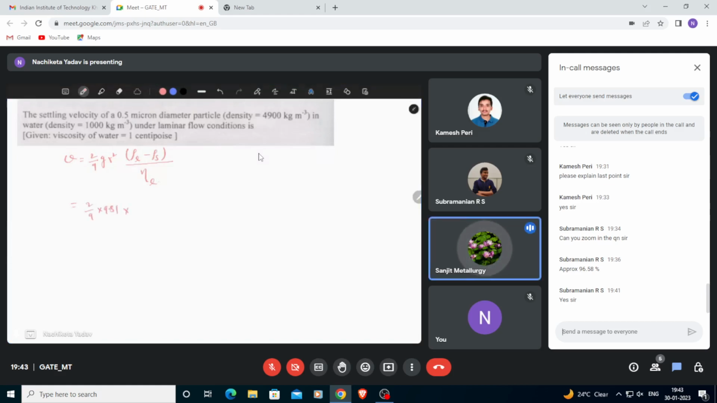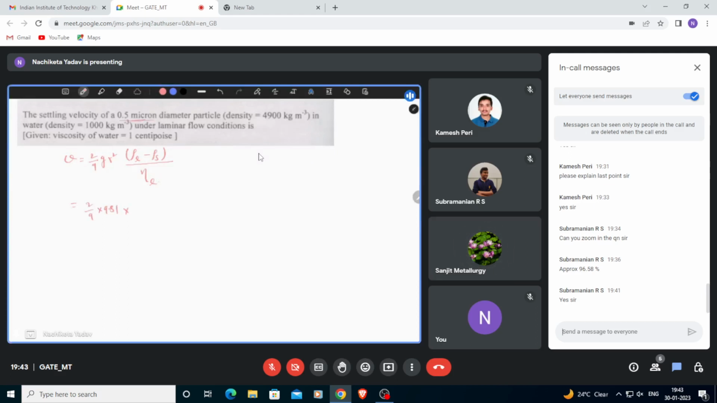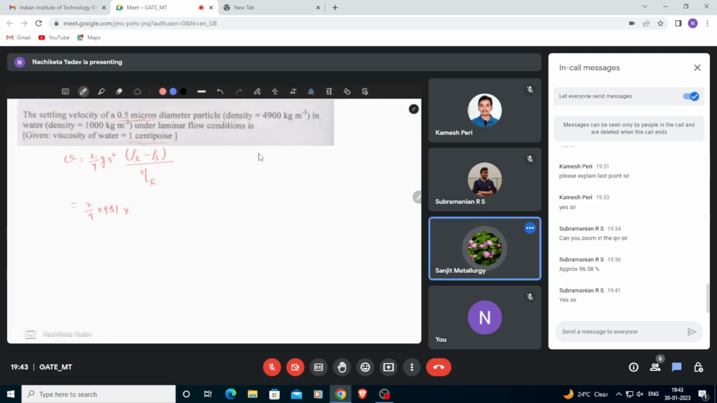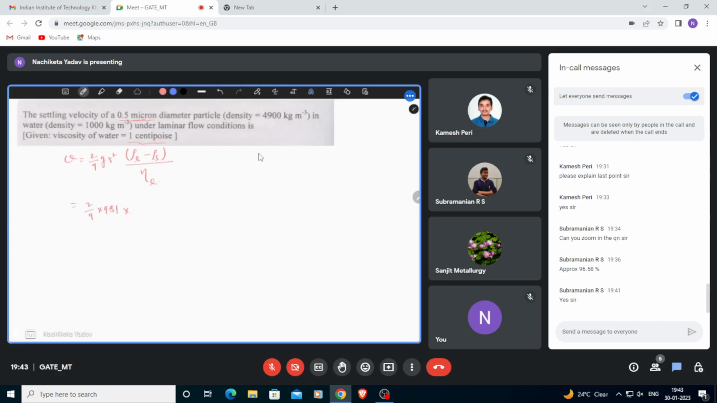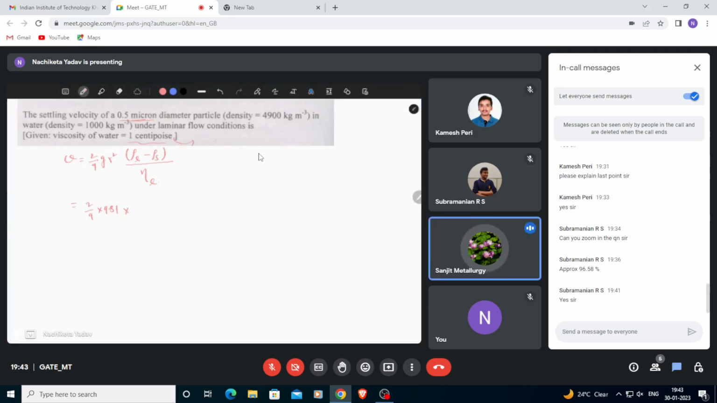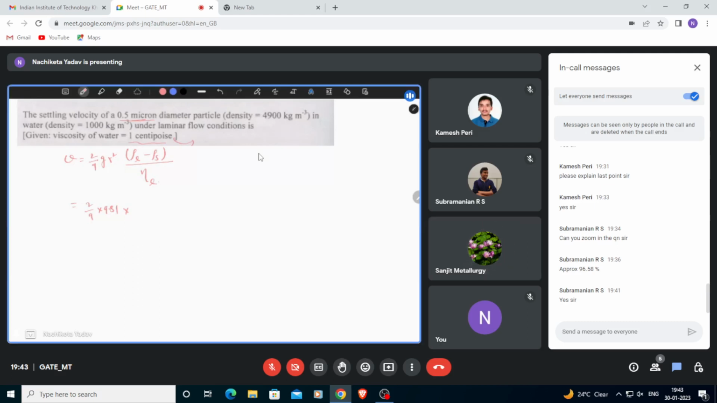Unit means unit of what? It is given as the viscosity of water. Yes, it is in centipoise. So 1 centipoise means you can write 10^-2 poise, and this is gram per centimeter second. So convert it to SI unit. SI means kg per meter second. Now I think it is clear to you.